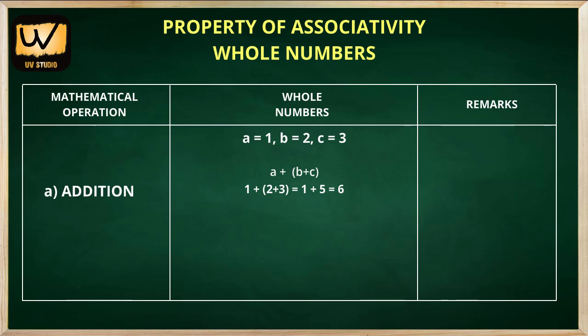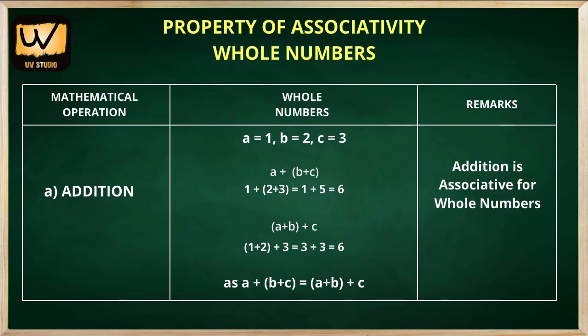So left hand side 1 plus into brackets 2 plus 3, that is equal to 1 plus, addition of bracket is 5, and 1 plus 5 is 6. And let us take the other side combination, 1 plus 2 in brackets, and let us add 3. So how much is 1 plus 2 in brackets? 3 plus 3 outside, that gives 6. So LHS is 6 and RHS is 6 as A plus into brackets B plus C is equal to into brackets A plus B plus C. What is our remark? Addition is associative for whole numbers.